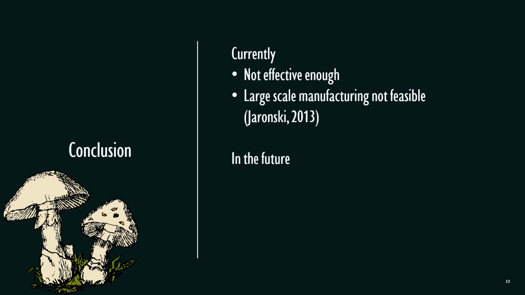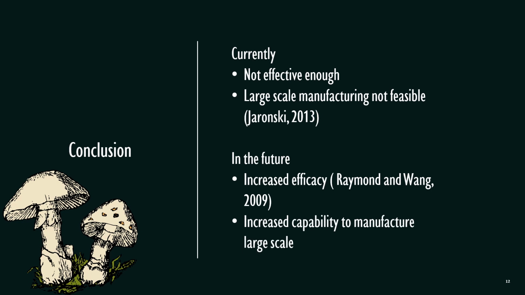In the future, it is possible to have fungi that have been genetically altered to be more infectious. Research is currently being done to explore this possibility. In order for these fungi to be used at a large scale as a pesticide, manufacturing has to be bumped up to be able to handle this demand. Increasing the efficacy can only help so much if the pesticide cannot be manufactured at a scale large enough to get the pesticide to the farm for use.